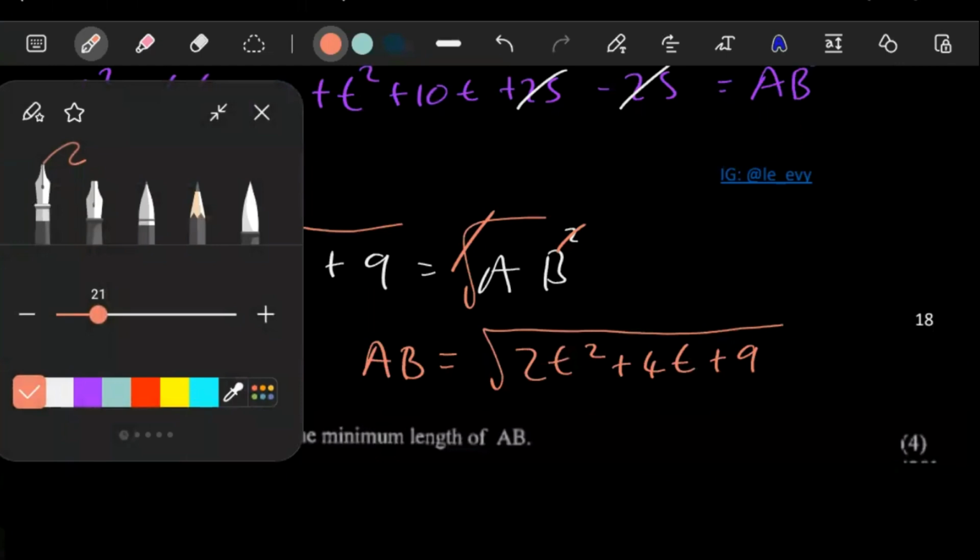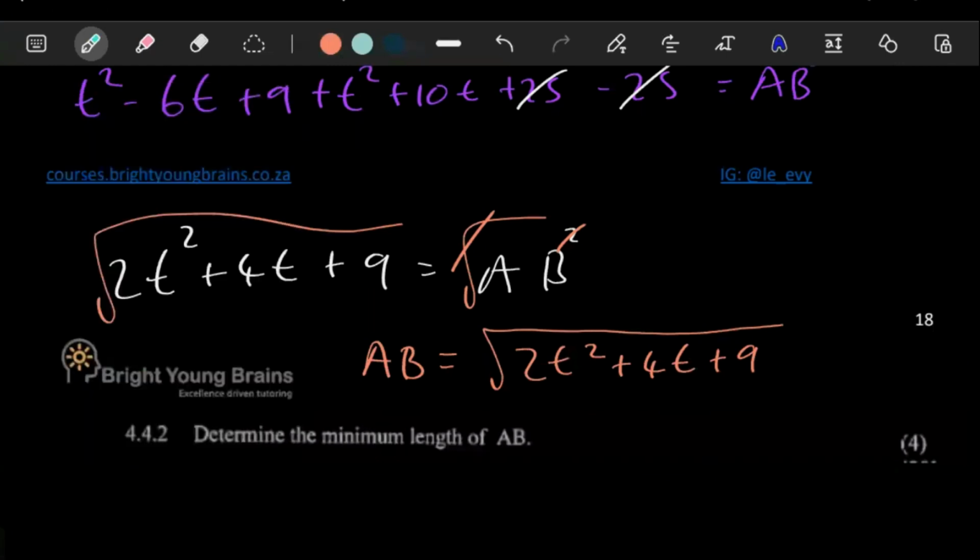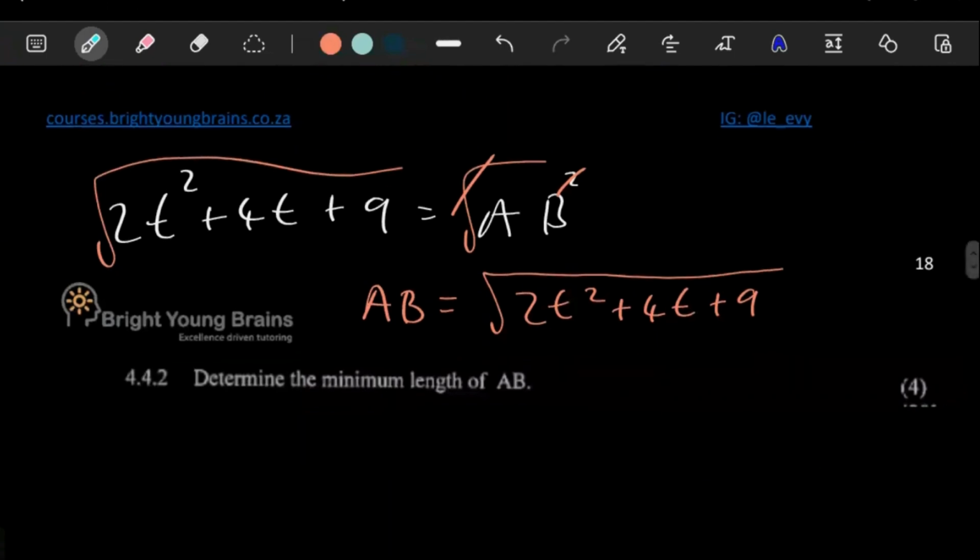And that's how you're going to get this answer that they asked for. It's nothing crazy, nothing major. Okay, it was kind of an interesting question, but let's just keep moving. Here it says determine the minimum length of AB.